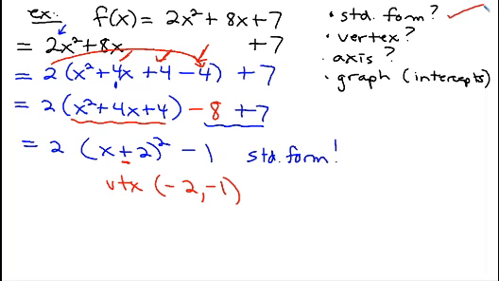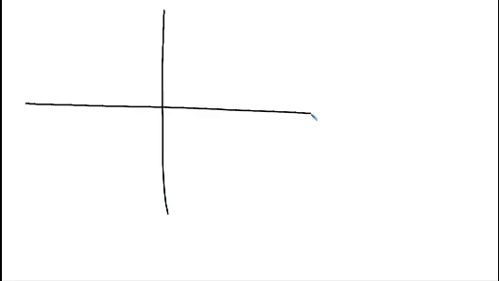So we've found standard form, we found the vertex, the axis is x equals -2. All right? And then now we're able to graph this thing, okay? So my vertex is over here at -2, -1, right here. That's the vertex.